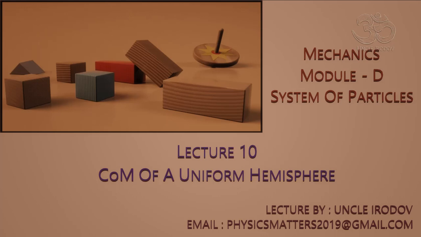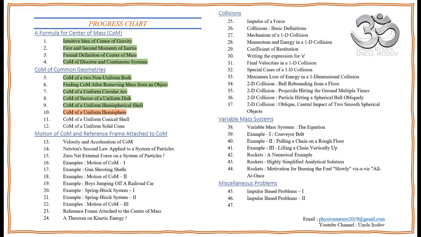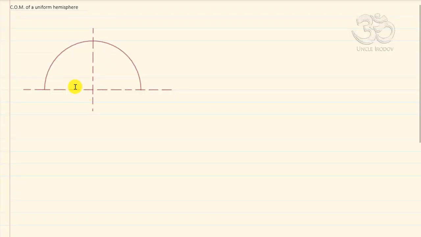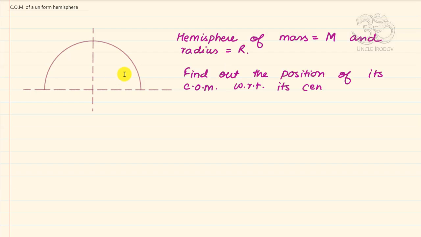Let's start with this specific problem today, where we have got a uniform hemisphere. Now when I say hemisphere, I mean that it is completely solid inside. So here is a hemisphere which has got a total mass m, which has got a radius r, and we have to find out where the center of mass of this hemisphere is. The center of this hemisphere is at some point O here. So you've got a point O here, and we want to find out where would be the center of mass relative to this point O.